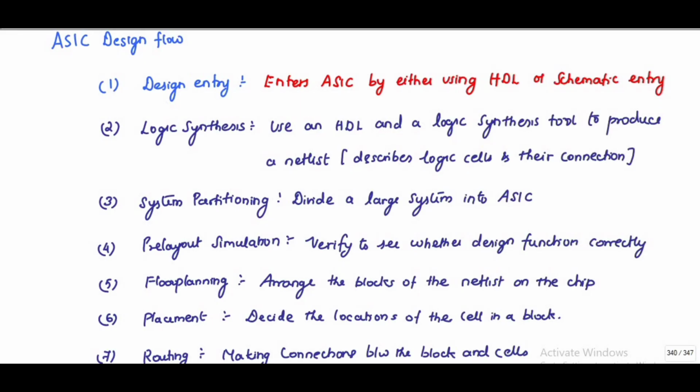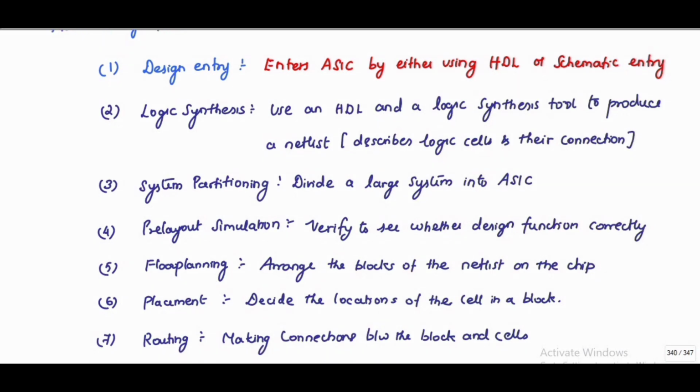In this video, we are going to discuss the ASIC design flow. First, we start the design flow from design entry, which enters the application specific integrated circuit by either using an HDL program or schematic entry. The next one is logical synthesis. Here also we use HDL and a logic synthesis tool in order to produce a netlist which describes the logic cells and their interconnections. Third one is system partition, which divides a larger system into ASICs.